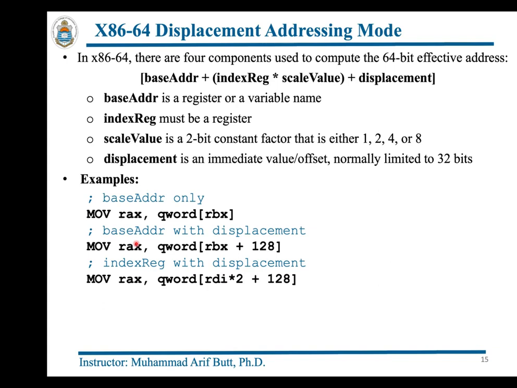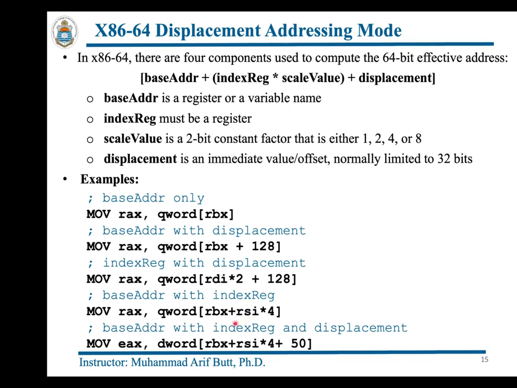This instruction, now this is the third instruction. This is an example that uses the index register with displacement. Remember, with the index register we can use a scale value of 1, 2, 4 or 8, and if nothing is mentioned then 1 is the default scale value. And this instruction uses the base address with the index register and a scale value of 4.